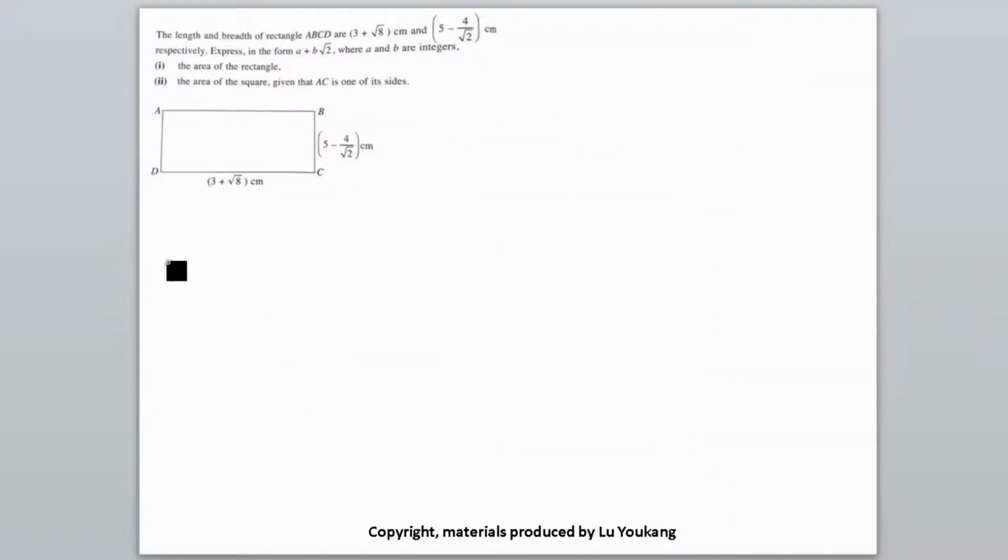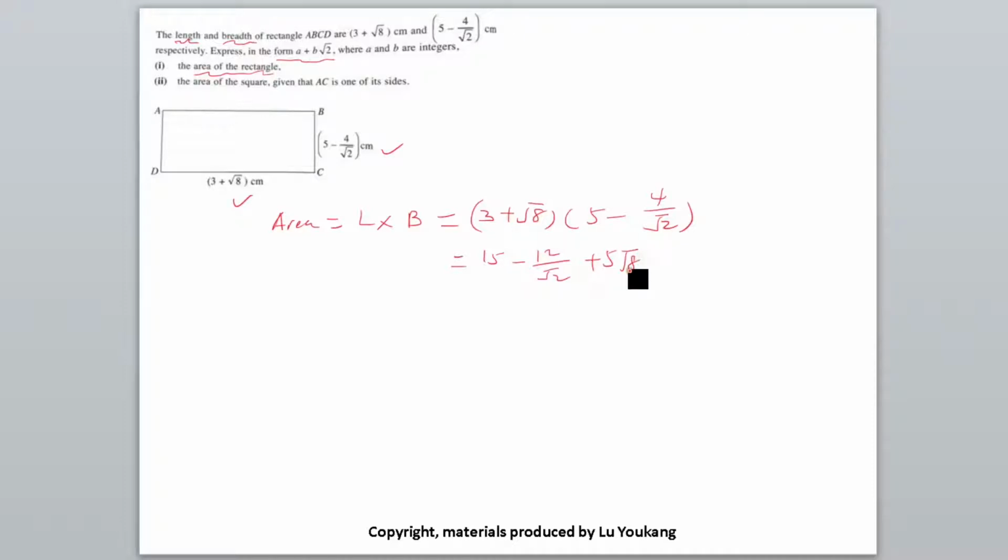Now we have come to a new question. Over here we are given the length and the breadth of a rectangle ABCD respectively, and we are asked to express in the form of a plus b square root 2 the area of the rectangle. So what is the area of a rectangle? The area of a rectangle is simply length times breadth. And I hope you still remember. So I have taken the length times the breadth.